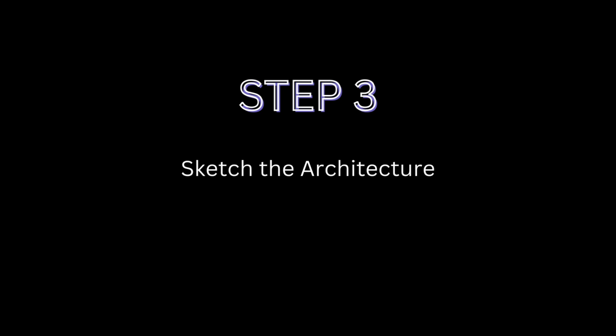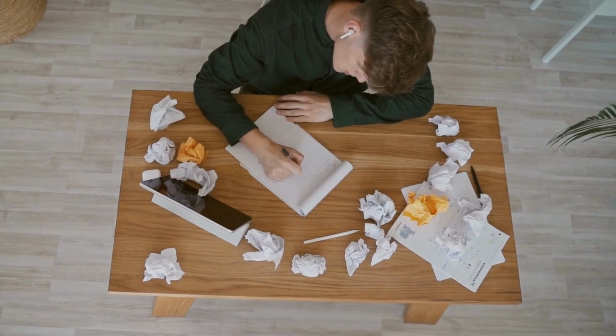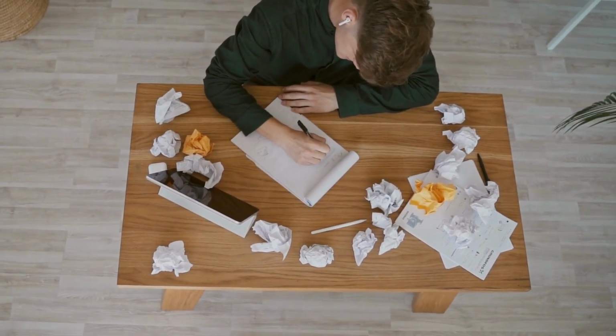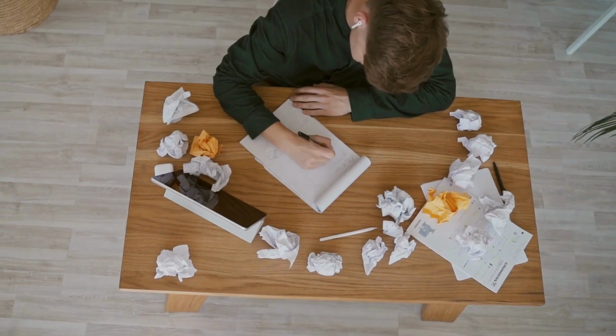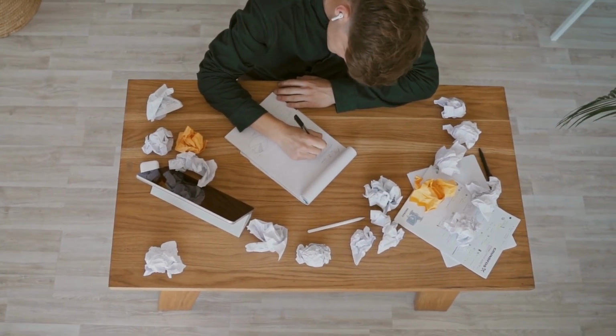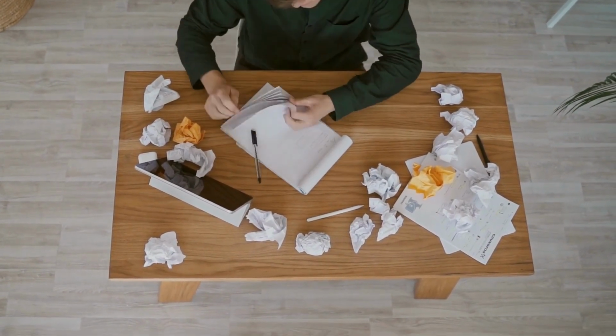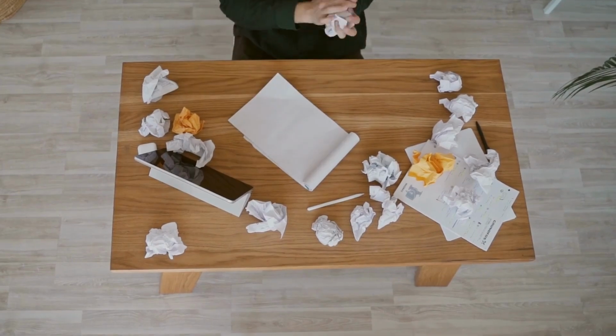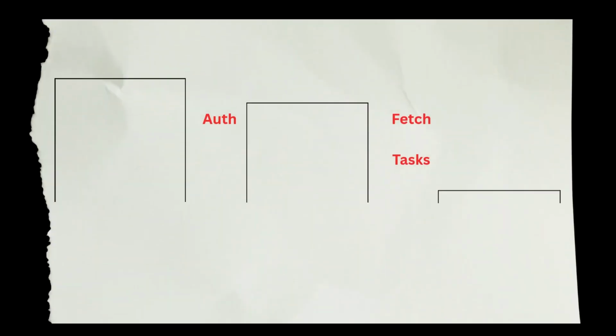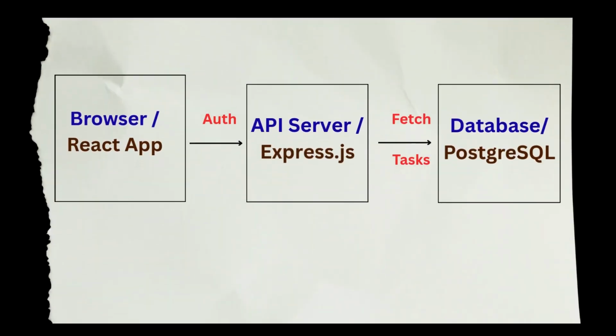Step 3, sketch the architecture. Yeah, this is something really important. Even a quick sketch helps. Yes, definitely helps. Map out everything you need before you start: how the front end talks to the backend and how the backend talks to the database. Here's a simple diagram for our task application, for example. Write everything down before you start.